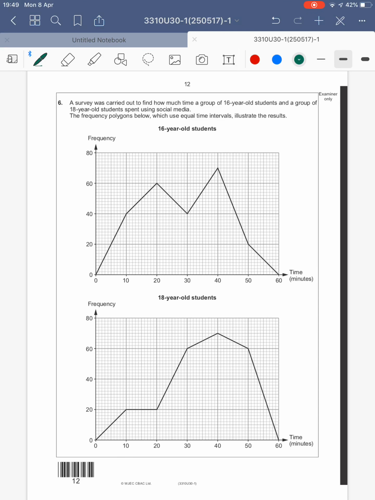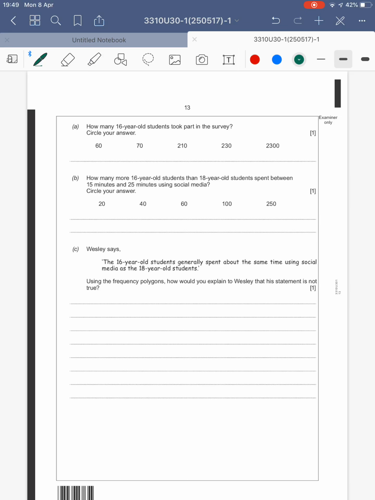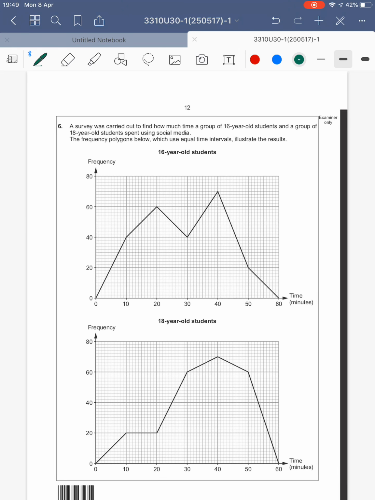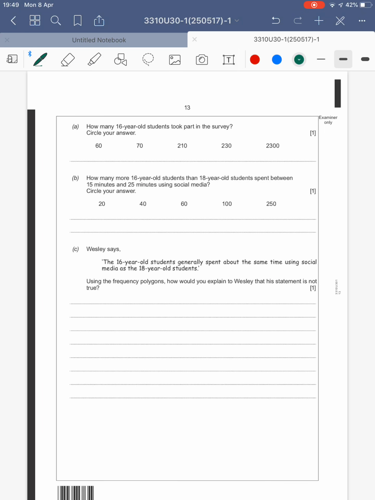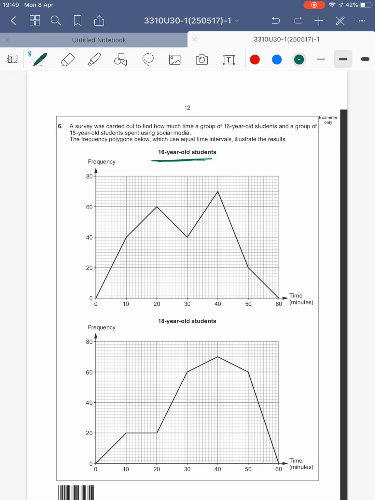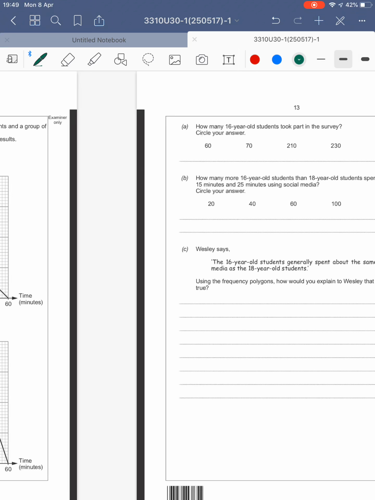Okay, question 6 gives a survey about the amount of time that 16-year-olds and 18-year-olds use social media, and you've got some questions on those. So the first thing says, how many 16-year-olds took part in the survey? So we're looking at the 16-year-old graph, which is this one. To work out how many people took part, we just need to add these points together here. That will tell us how many people were in the survey. So this point, the frequency tells you how many people. So it's 40 plus 60 plus 40 plus 70 plus 20, which comes to 230.